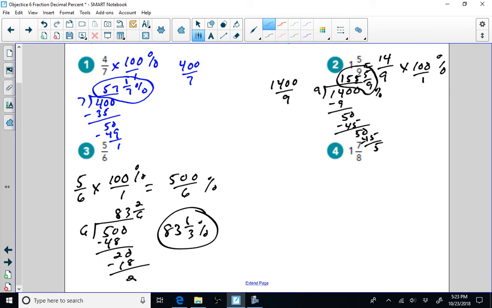1 7/8. Change it to a fraction first. 8 times 1 is 8, and 7 is 15. So that's going to give me 15 over 8. I want to multiply that by 100%.